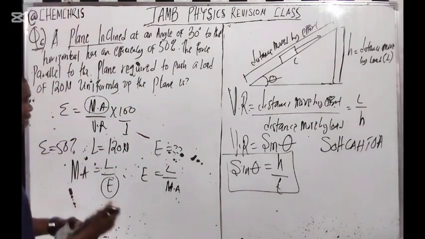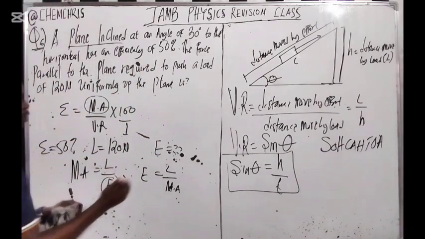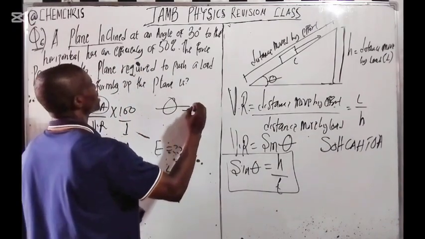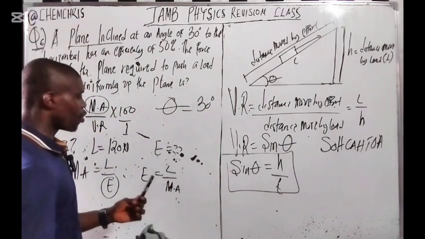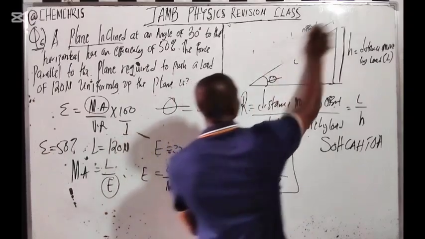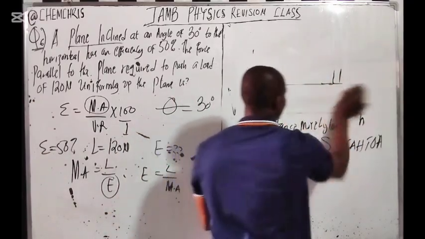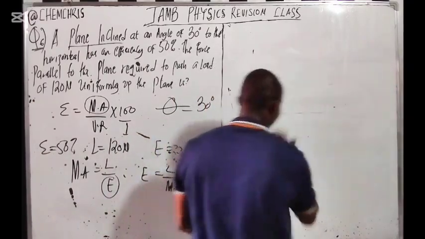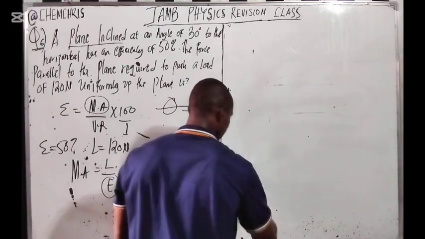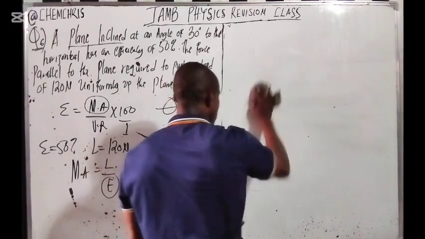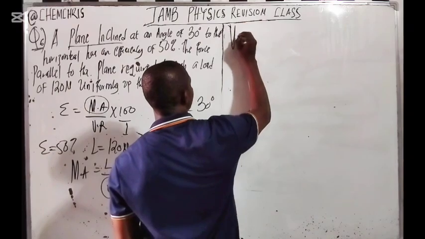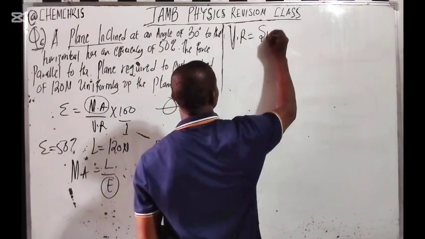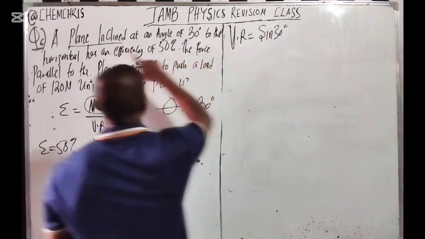So if you look at it very well, this is how to get my velocity ratio here. They gave us the angle here. What is the angle? They give us angle 30 degrees. So the mission here is to just get my velocity ratio. My velocity ratio equals sine 30 degrees, right?